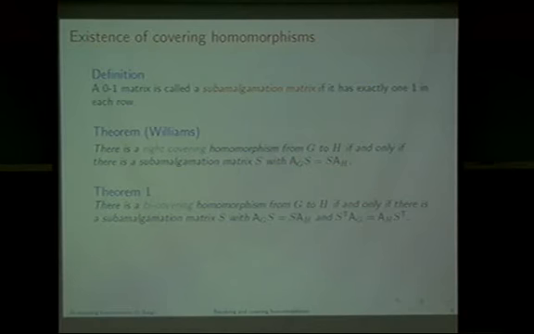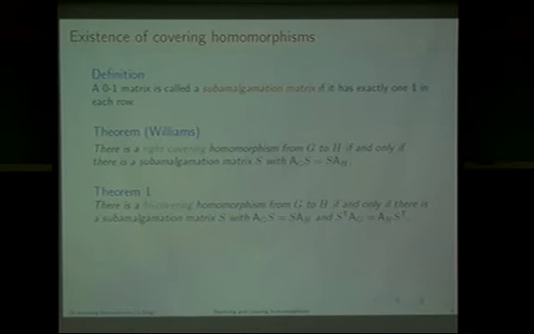And in the beginning of the 90s, Williams also showed that when there is a bi-covering homomorphism from G to H, then there is a sub-amalgamation matrix satisfying this condition. And he asked whether the converse is true or not. We show that the converse is true.